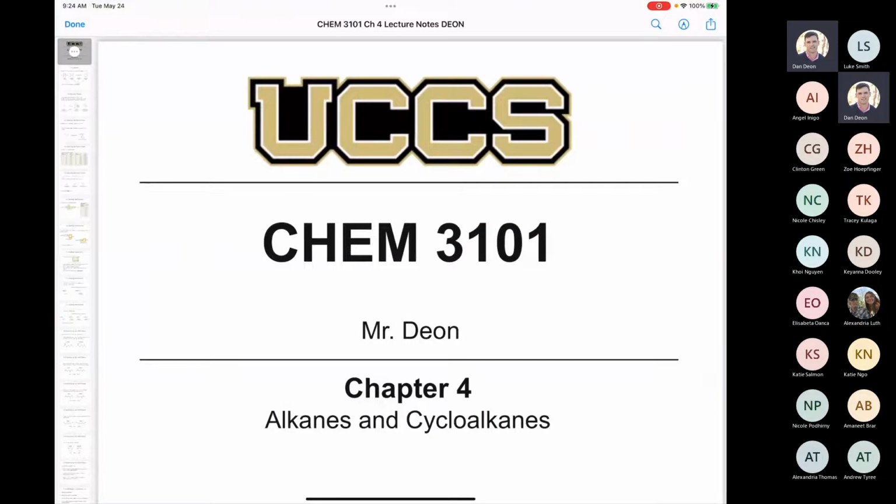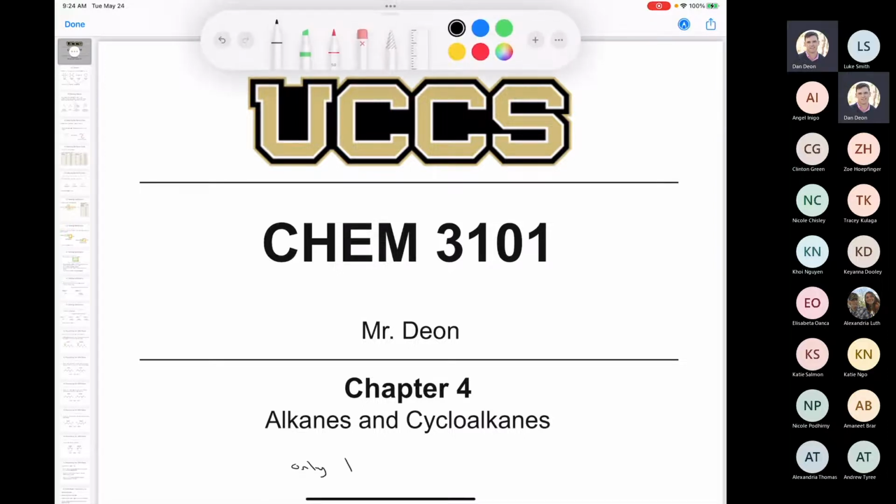Chemistry 3101, Organic Chemistry 1. This is Chapter 4, where we deal with alkanes and cycloalkanes. So we're talking about compounds that are hydrocarbons. And hydrocarbons are compounds that contain only hydrogen and carbon. And you'll see that alkanes and cycloalkanes only contain two elements, just hydrogen and carbon.